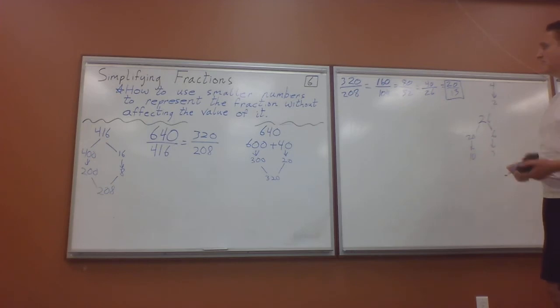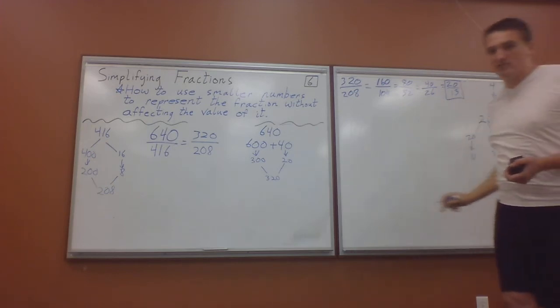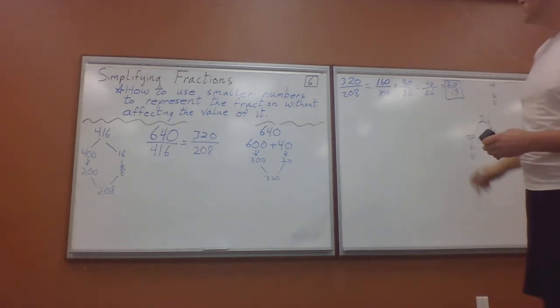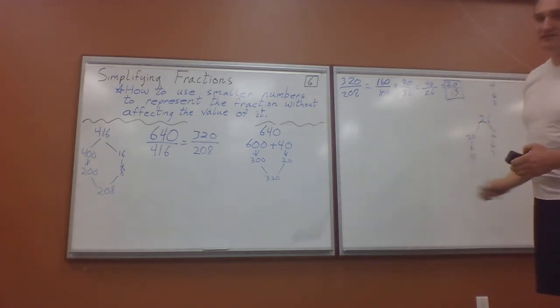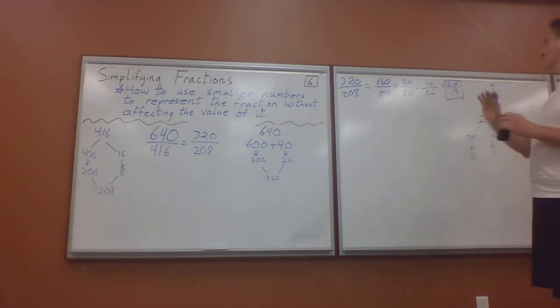If you're simplifying a fraction and you come across that, when you realize that either the top or the bottom number is a prime, meaning it has no other factors besides 1 and itself, you can stop right there. You're done simplifying.